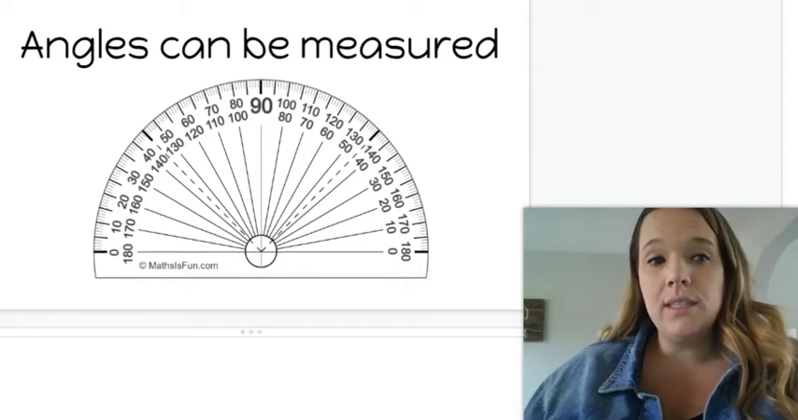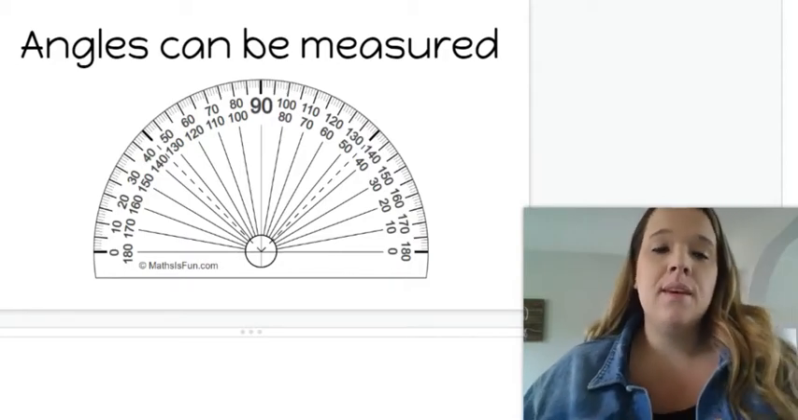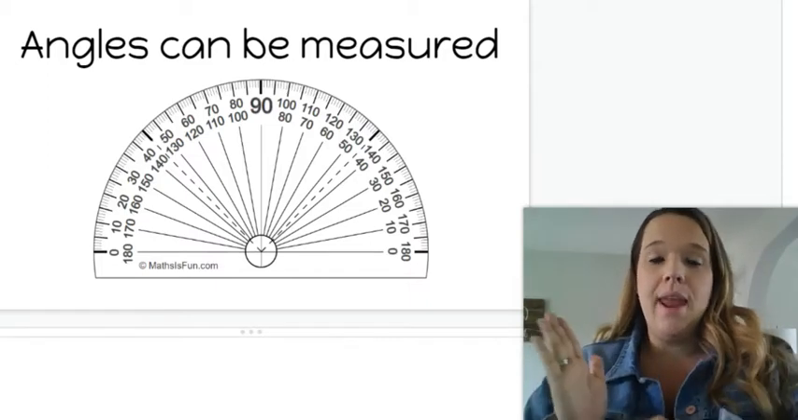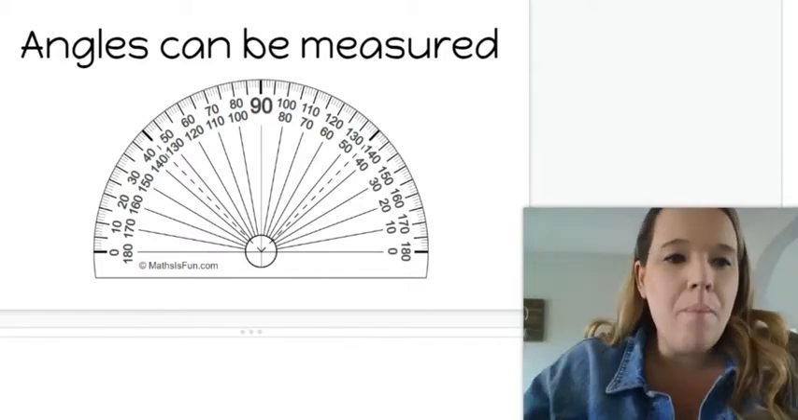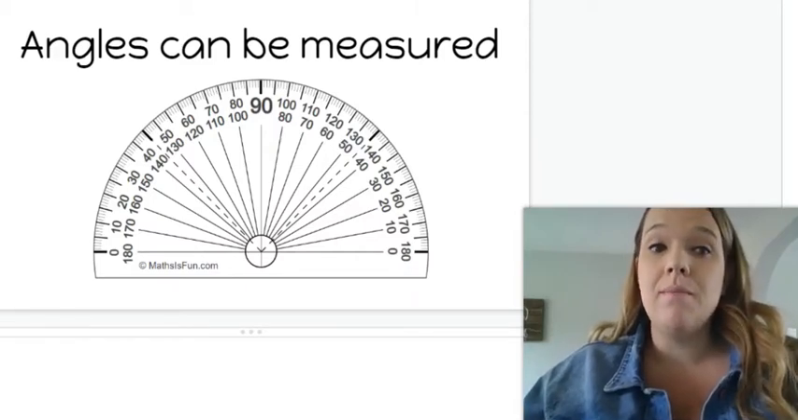So, we discussed last week that angles are made up of line segments, lines, or rays that meet at one endpoint and form an angle. But we didn't really talk about what that meant, what that looks like, or how they're measured. So today we're going to learn that angles can be measured.